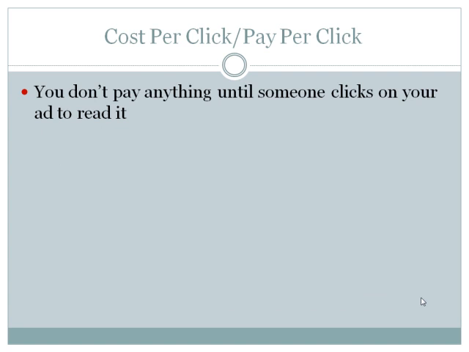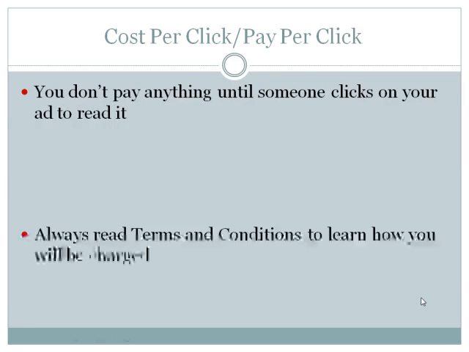A cost-per-click ad, or as it's sometimes called, a pay-per-click ad, means you don't pay for the ad until somebody actually clicks on it to read it. And that's just an amazingly good thing. In the old days of newspaper advertising, you had to pay for the whole ad up front and then hope that somebody stayed on that page long enough to read it. With cost per click, you have no charge at all until somebody actually clicks on your ad.